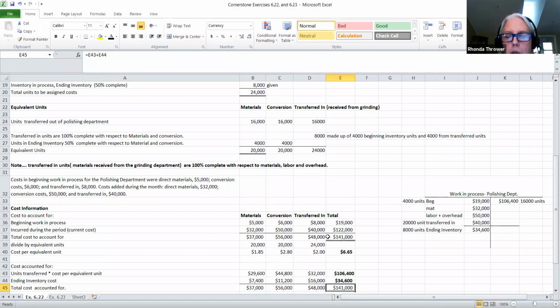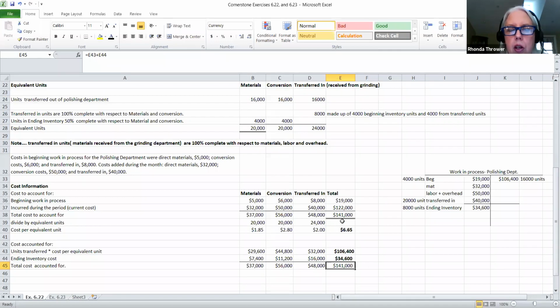For your transferred in cost, the total transferred in cost was 48,000. You're going to divide it by 24,000, your equivalent units, and that'll give you $2 per equivalent unit. Materials, conversion, and your transferred in cost all total a unit cost of $6.65.